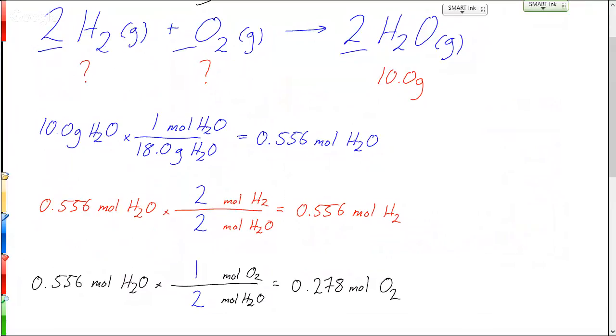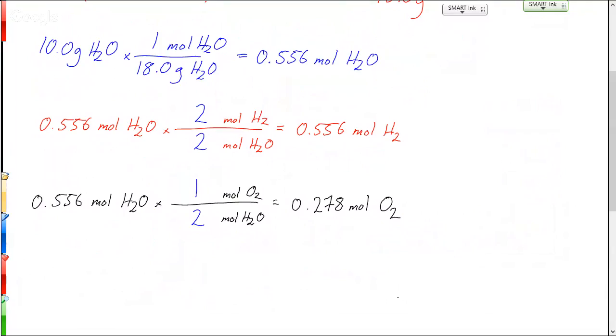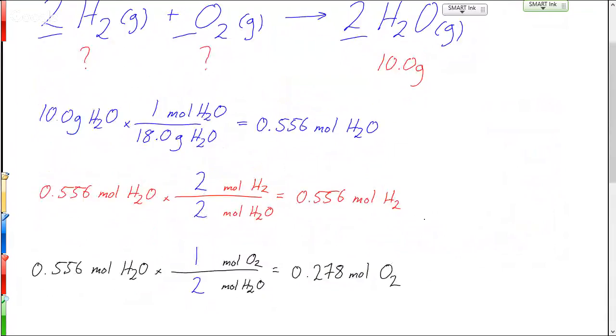So now we know how much of each reactant we need based on moles. So we know that for every 2 moles of water we make, we're going to need 2 moles of hydrogen. For every 2 moles of water we make, we're going to need 1 mole of oxygen. And so if we want to make 0.556 moles of water, that's how much hydrogen and oxygen we need, what we've just calculated there.